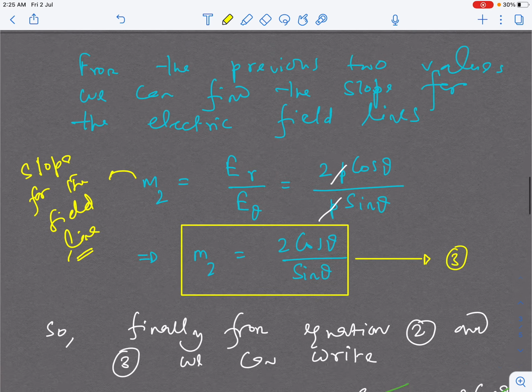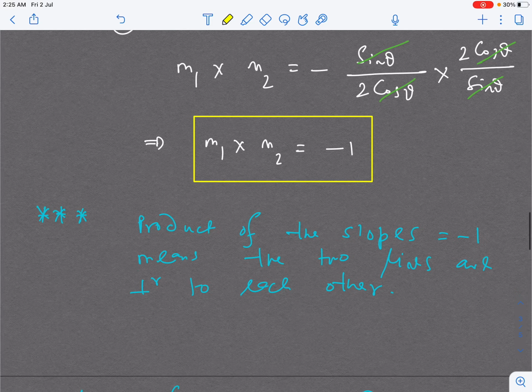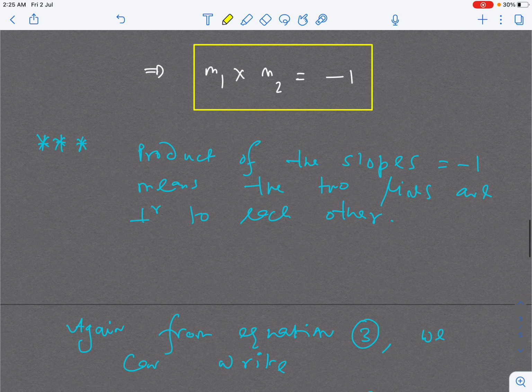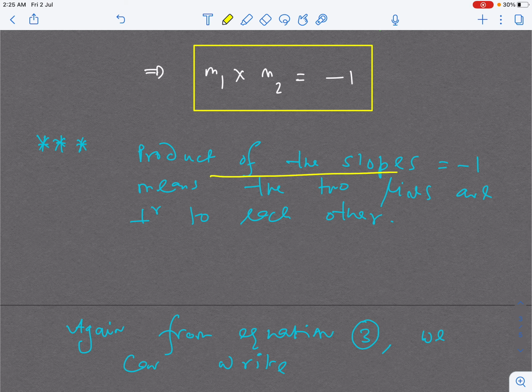Right? So finally from equation 2 and 3, if I multiply the two slopes that we got, the result is coming to be -1, and we know that whenever the product of the two slopes is equal to -1, they are perpendicular to each other. So wow, we have proven that indeed the equipotential line and the electric field, they are perpendicular to each other, correct? So this is the most important thing that we are proving mathematically.